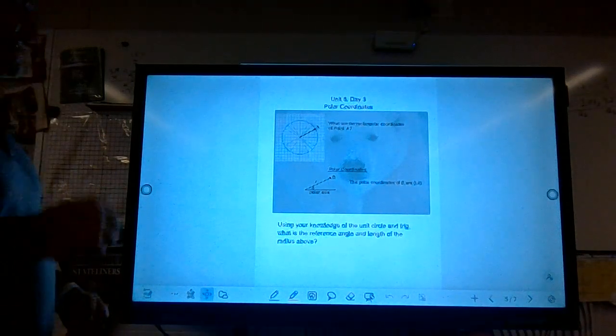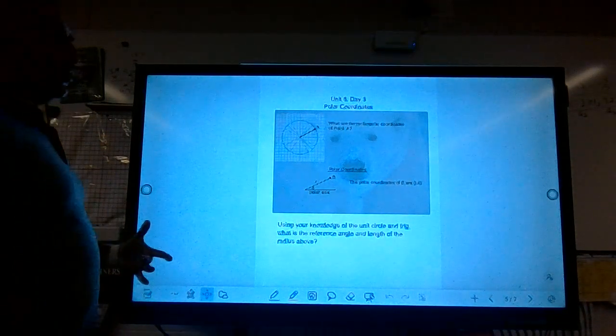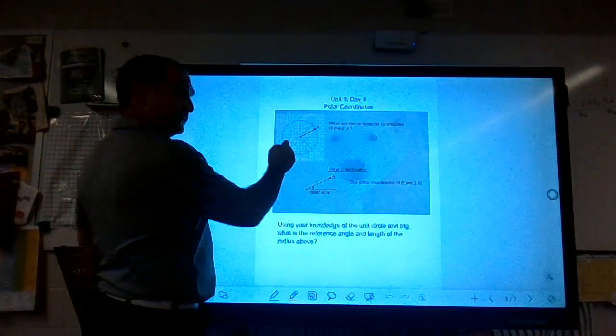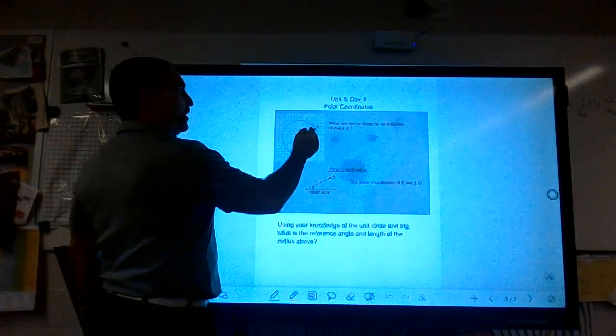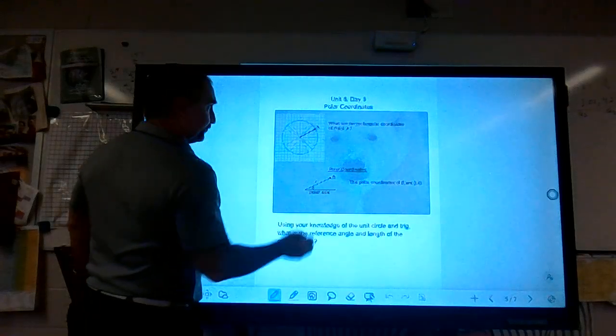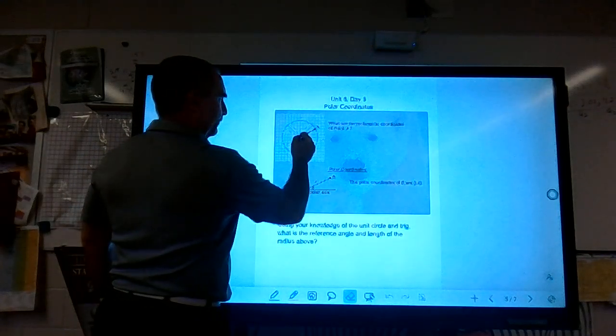Right, Unit 8, Day 3, polar coordinates. So the whole idea here is for pretty much our whole lives, every math class we've had, we're in the coordinate plane. How do you get to point A? You go over 5. 1, 2, 3, 4, 5.